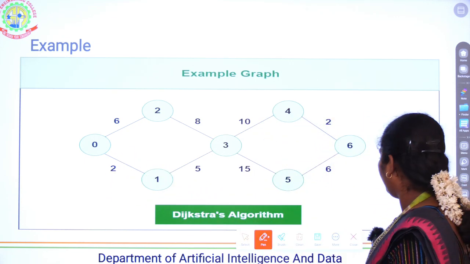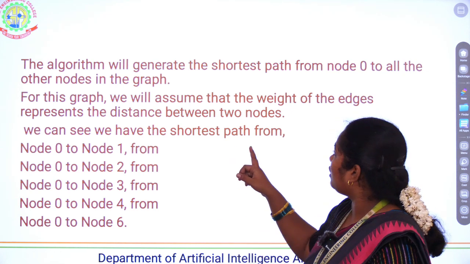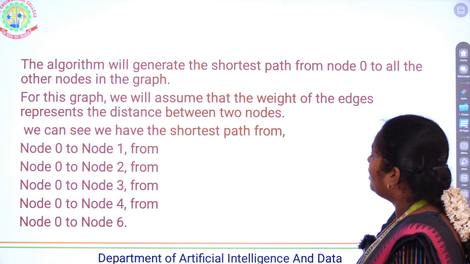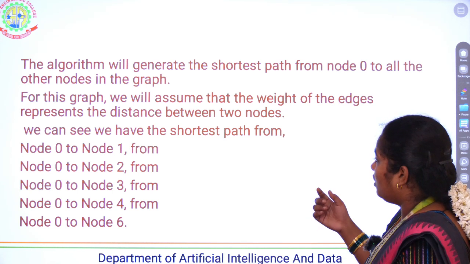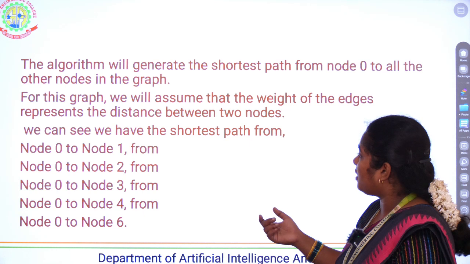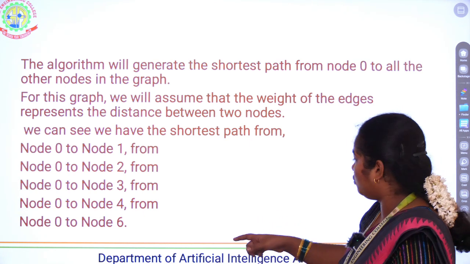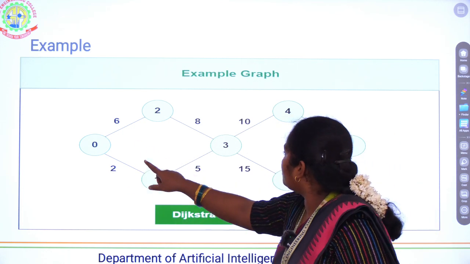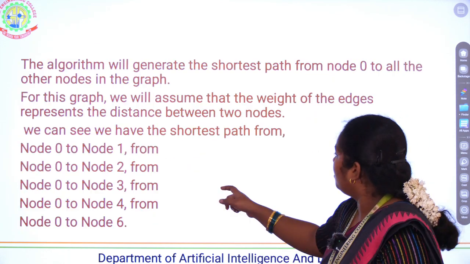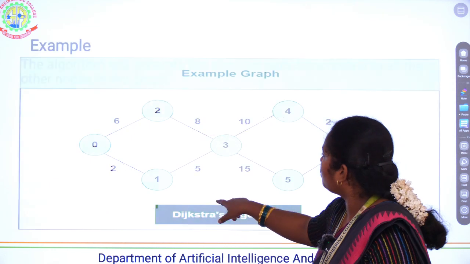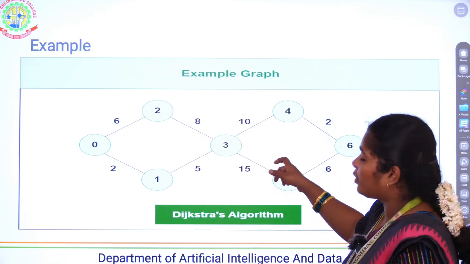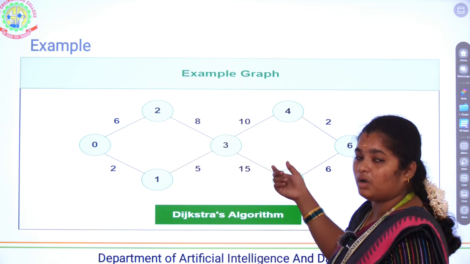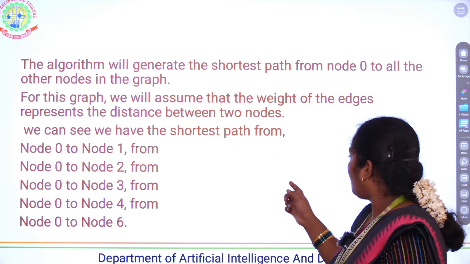Let's see with the example. Based on that example, this algorithm will generate the shortest path from node 0 to all the other nodes in the graph. Then we can see the shortest path from node 0 to 1, 0 to 2, 0 to 3, and from 0 to 4, 0 to 6, because these are connected graphs with the values. So this is called a directed graph.